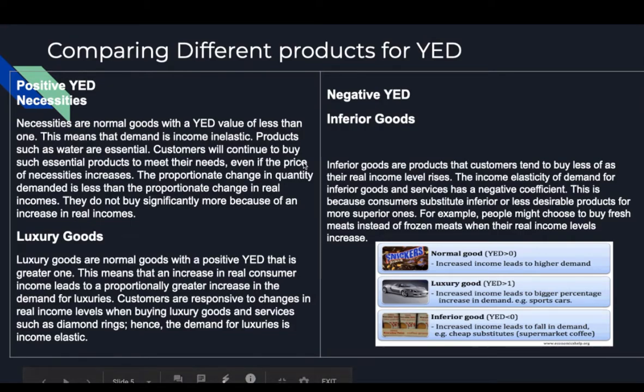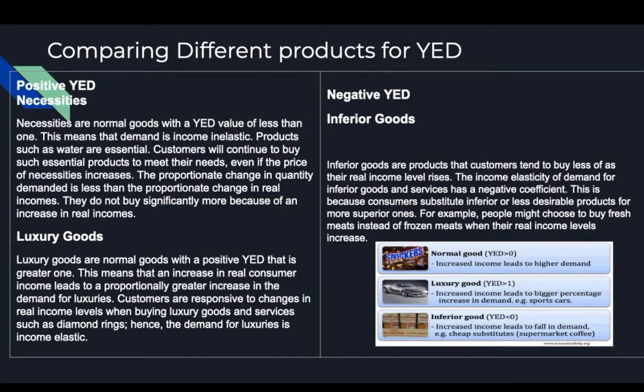Now I'll be comparing different products for YED. First, for positive YED, they are necessities and luxury goods. Necessities are normal goods with a YED value of less than 1. This means that demand is income inelastic. Products such as water are essential. Customers will continue to buy such essential products to meet their needs, even if the price of necessities increases. The proportionate change in quantity demanded is less than the proportionate change in real incomes. They do not buy significantly more because of an increase in real incomes.